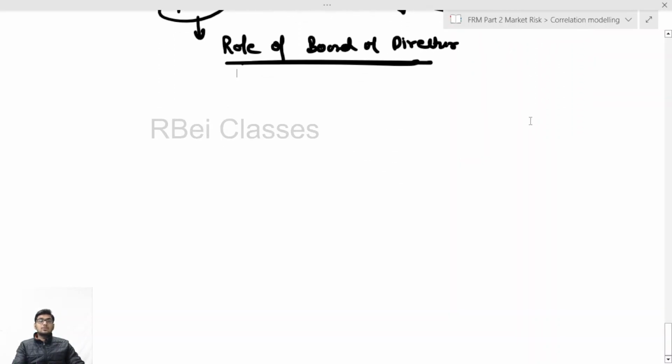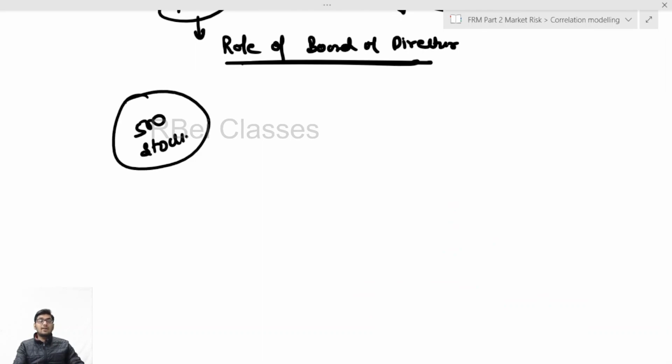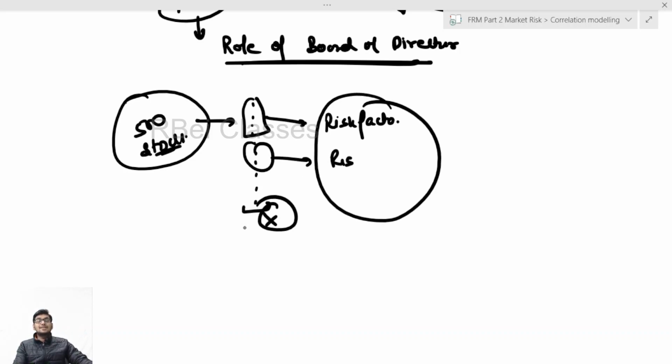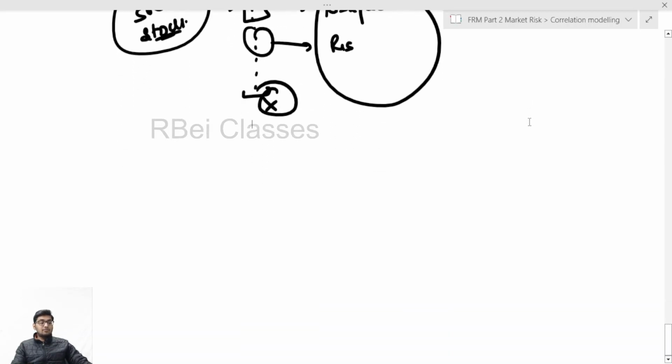Suppose there is a mutual fund house and there are 500 shares in their portfolio. Now if you keep on managing the risk of each and every stock, it will become very difficult. So what you will do is map these stocks to risk factors. Clear? Then you manage these risk factors rather than managing these 500 stocks. Clear? Over here you will understand the advantages and the disadvantages of hedging.